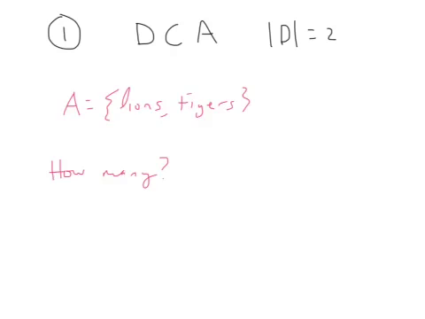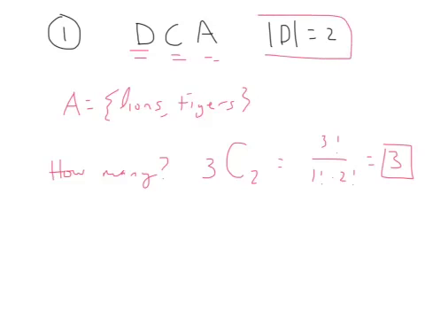So there were 3 elements in A, and we're choosing 2. So this would be 3 factorial over 1 factorial times 2 factorial, which is 3 ways in which we can have D be a subset of A and have its cardinality be 2.